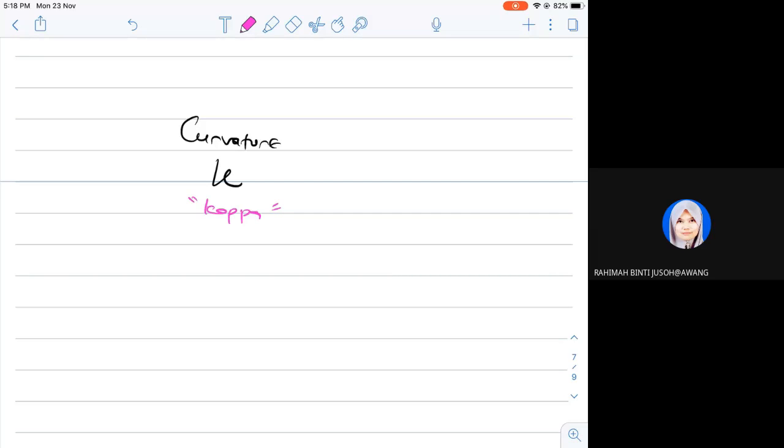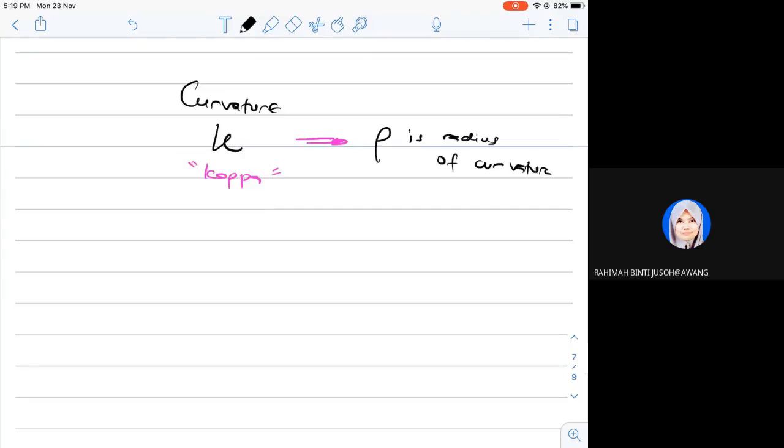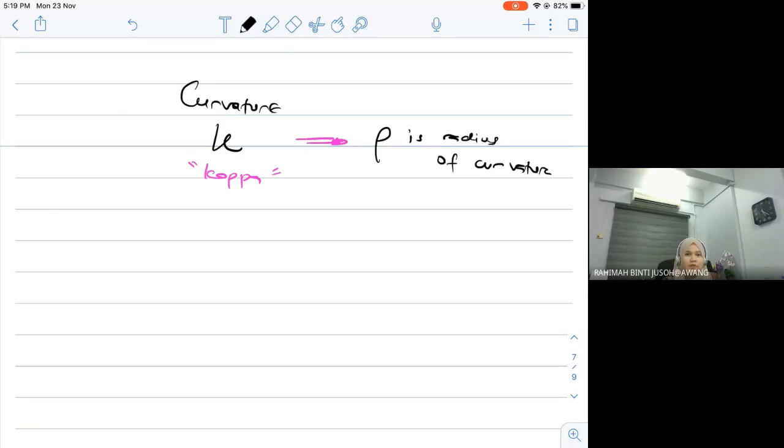Okay, so the curve is much related with another term. We have rho. Rho is the radius of curvature. Okay, radius of curvature. So I will explain to you the physical meaning. Okay, guys, can you see me? Yes. I turn on the camera. Right now, I will relate curvature with roundabout.